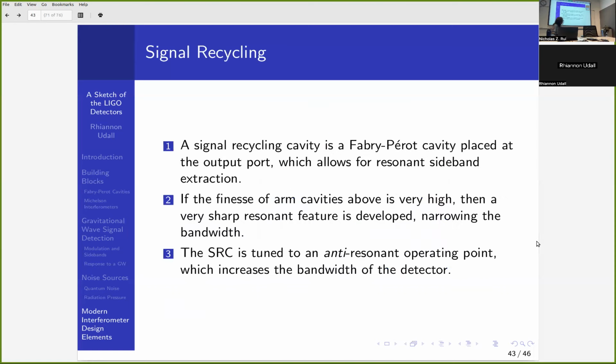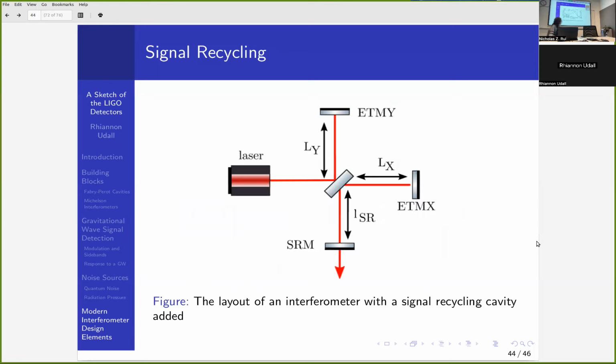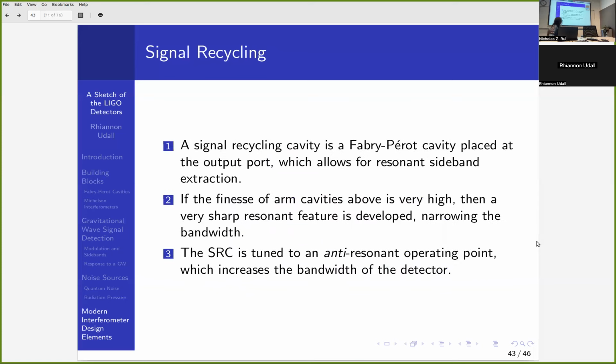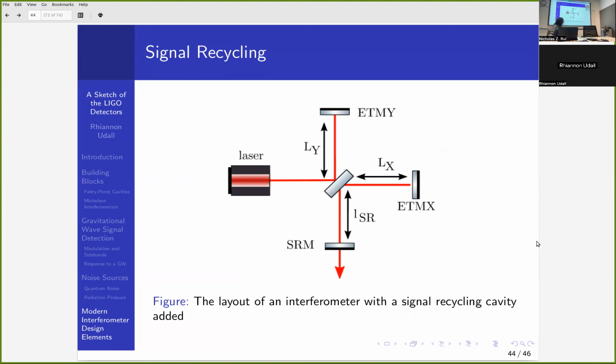All well and good. But it does introduce a complication, which is that because the cavities have pretty sharp resonant features, you would get a very sharp sensitivity, and it's not actually at the place where we want the sensitivity to be. So we introduce signal recycling, which is another Fabry-Perot cavity, but at the output port. So like this. And then you put this on a different operating point, and that's anti-resonant, and it will re-widen the sensitivity. So that looks a bit like this.